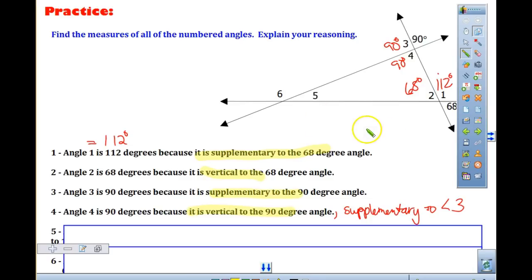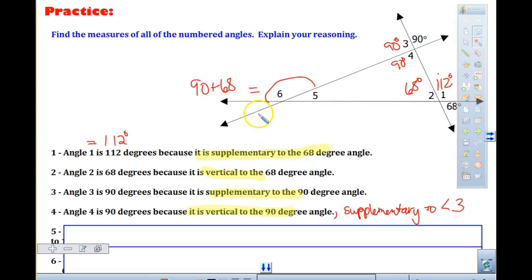All right, so now we have to look at angle 5 and 6. We already know that we have a 90-degree angle and 68. Let's find angle 6 first. What do we know if we add these two together? That has to be the measure of angle 6. So this has to be equal to 90 plus 68. 158. Okay? Which means, what does angle 5 have to be? We have to take 180 and subtract this number, right?